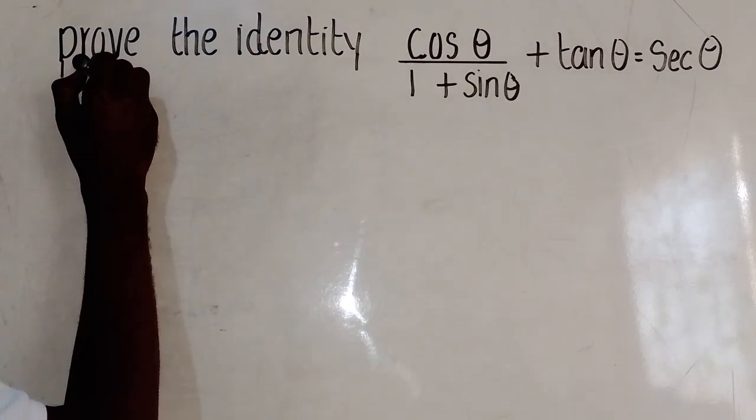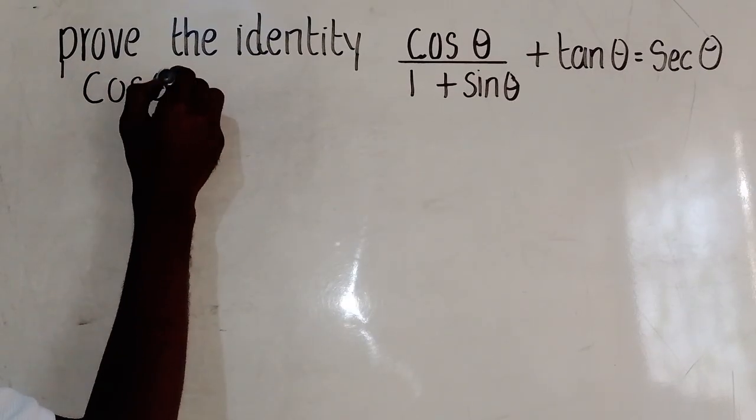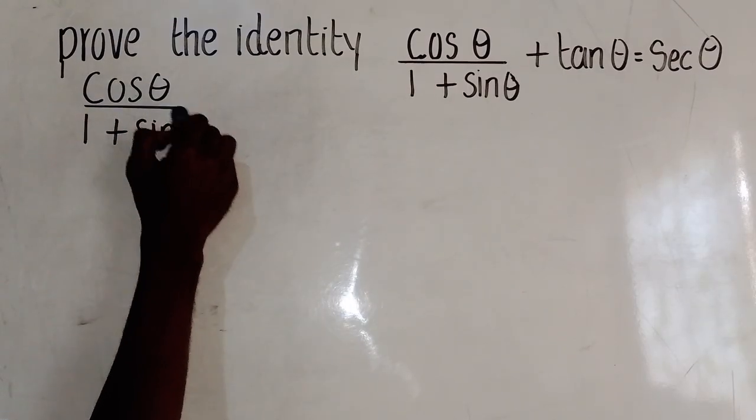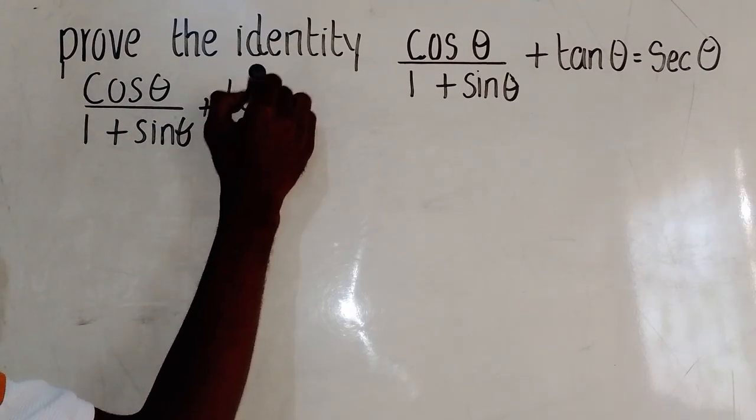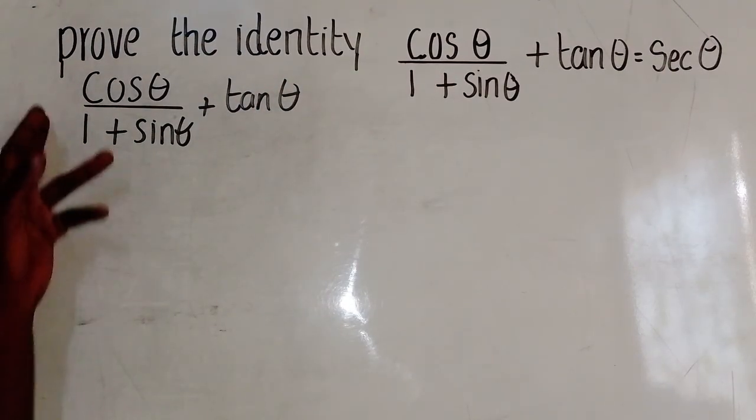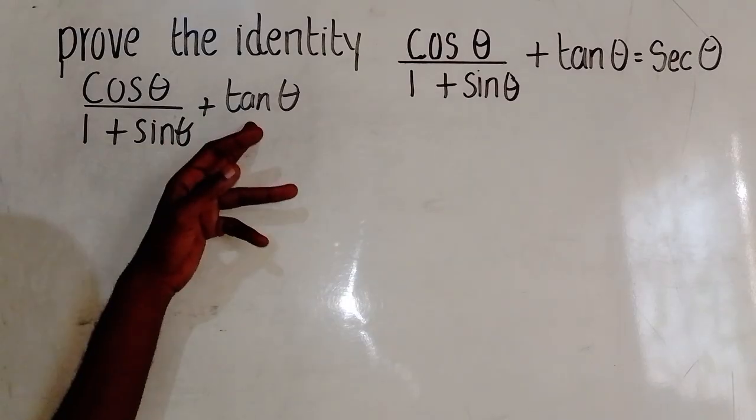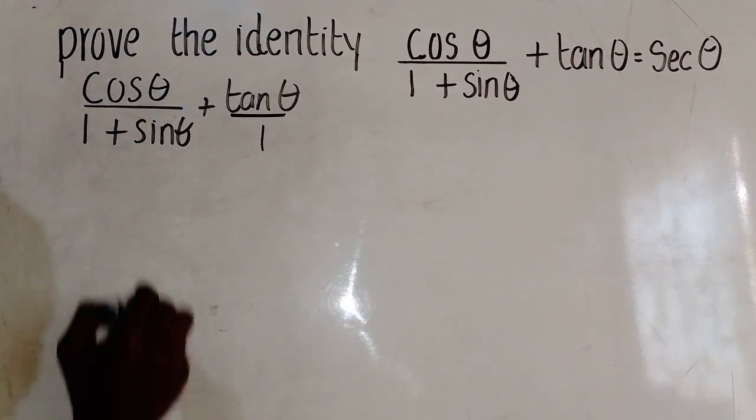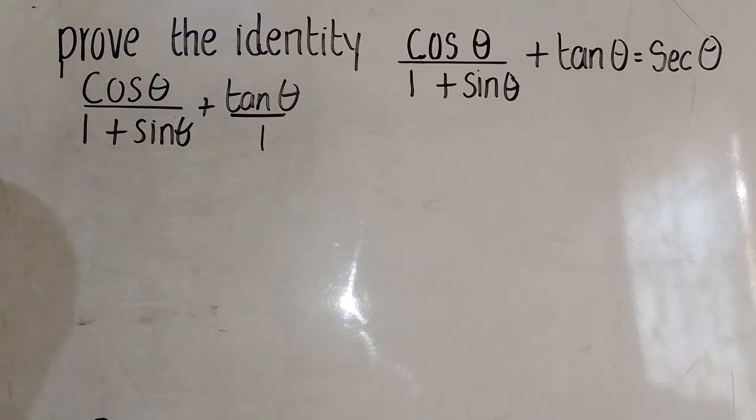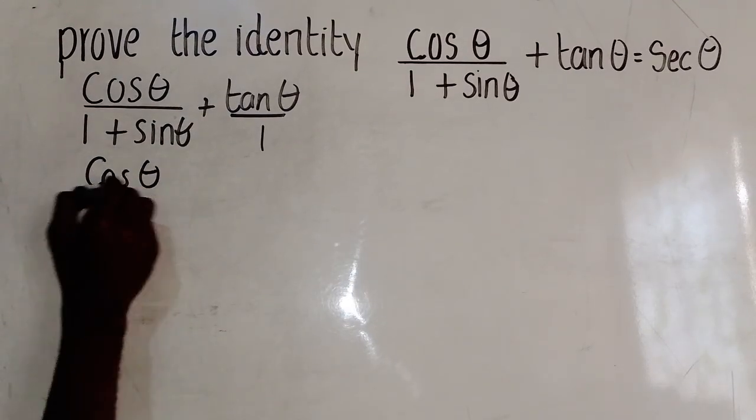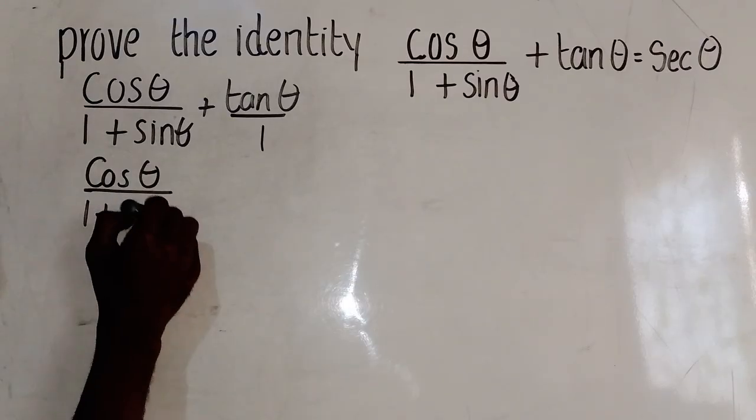So the way it is, cos theta over 1 plus sine theta, then you say plus tan theta, like this. As you can see, this side is given as a fraction, meaning that even this side is supposed to be made a fraction. How? You introduce a 1 like this. So the next step, it will be cos theta over 1 plus sine theta.